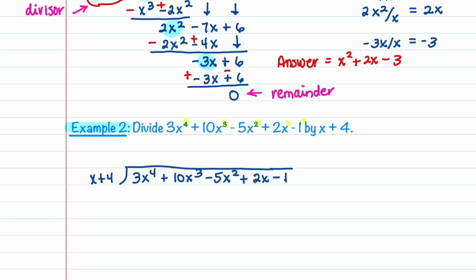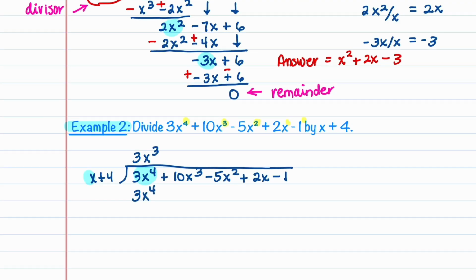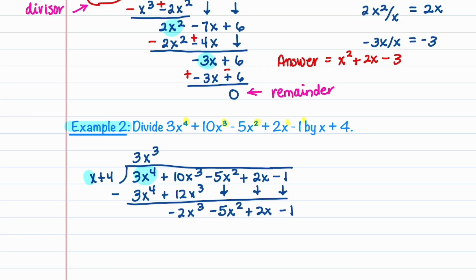I'm going to take our leading term, 3x to the 4th, and divide it by x in my head, and that gives us 3x cubed. So that's what we're going to multiply by, and let's do that now. X times 3x cubed is 3x to the 4th, and then we have a 4 times 3x cubed, so we get 12x cubed. Now we're going to subtract. So this gives us a 0, and then 10 minus 12 is minus 2x cubed. And then these next three terms are just going to come on down. So we have a minus 5x squared plus 2x minus 1.